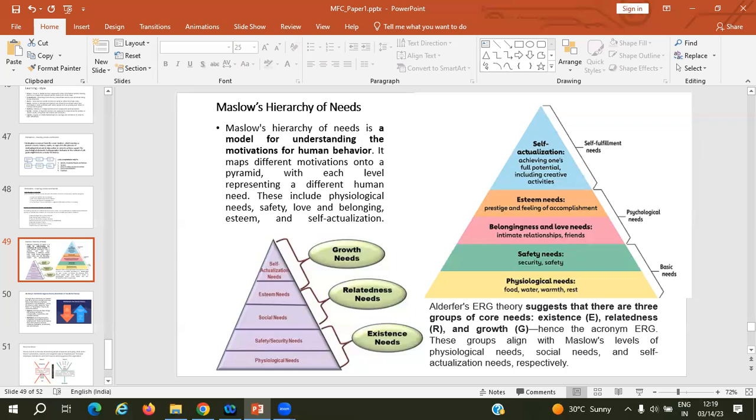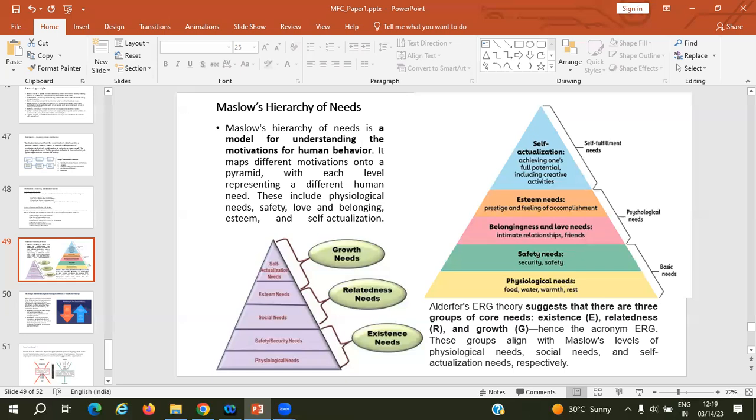So Maslow gave this analysis based on this hierarchy of people's needs. Unless this hierarchy is fulfilled, people will still be motivated. Suppose you have something to do, until you achieve it, you will be motivated for that.